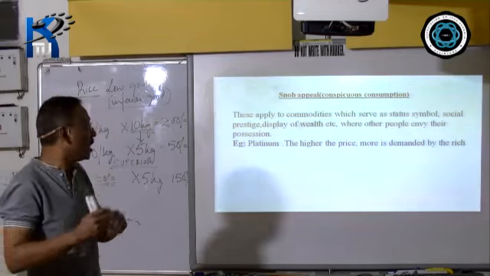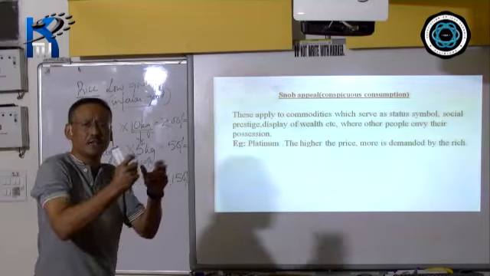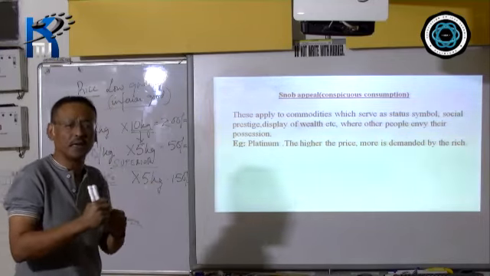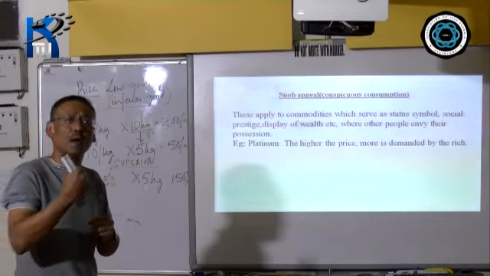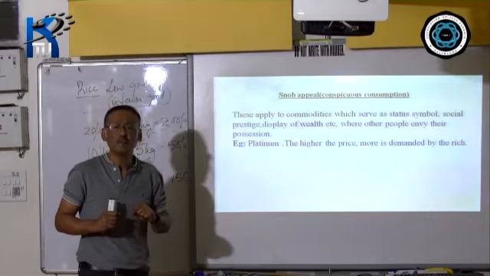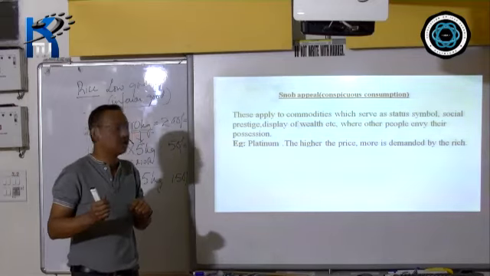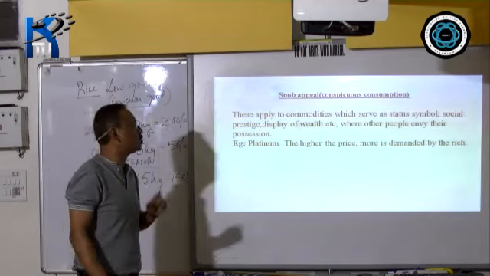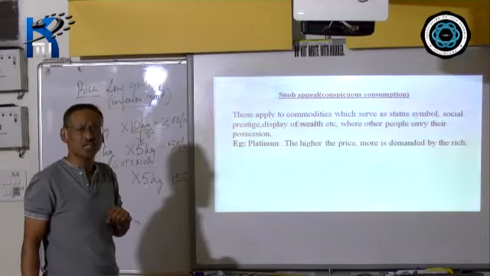So what happens is, when a good is more expensive, especially for the rich people, they want to buy more of that. The price is increasing, they want to buy more because it is a display of wealth. It is a status symbol for them to show that the price is very high and I can afford that. So that is Snob Appeal and conspicuous consumption.